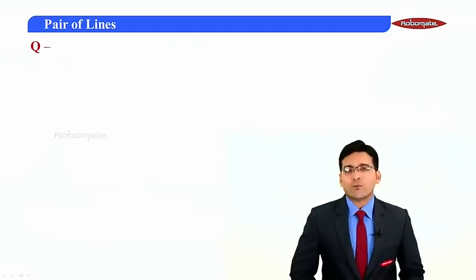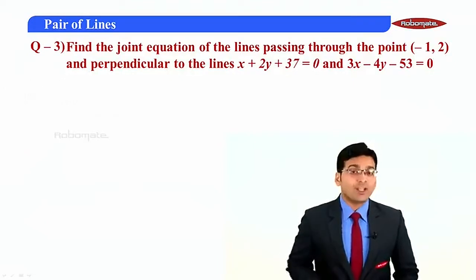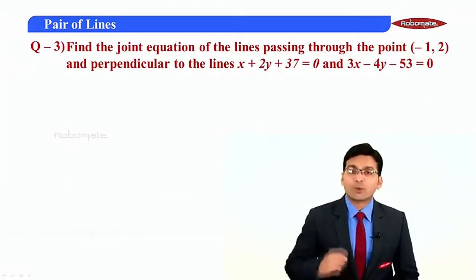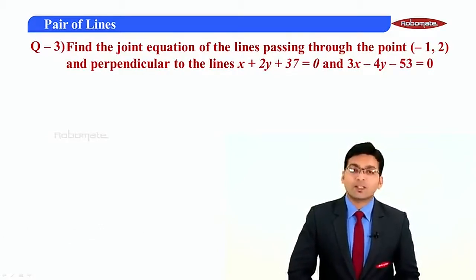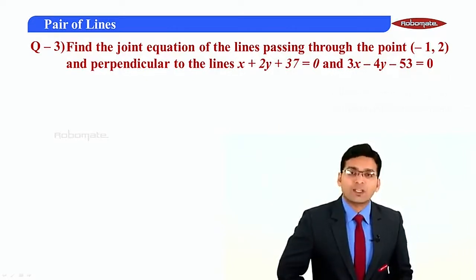Okay, let us go for question number 3. Question number 3 says, find the joint equation of the lines passing through the point (-1, 2) and perpendicular to the lines x plus 2y plus 37 equal to 0 and 3x minus 4y minus 53 equal to 0.